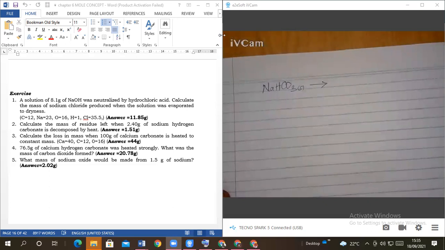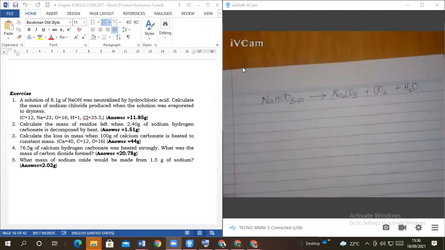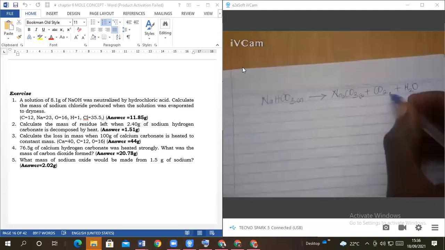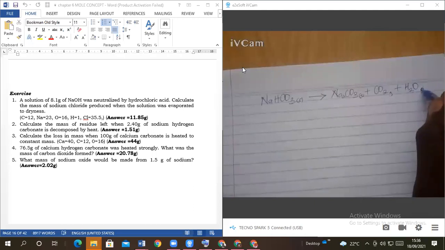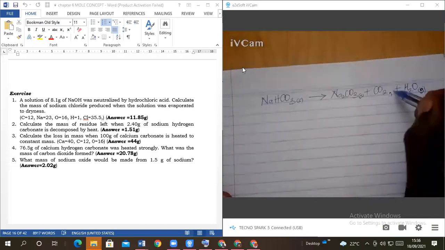We looked at it under salts, heating of carbonates. We form sodium carbonate, carbon dioxide and water. Now, if that equation is correct, let's try to balance it. This is a solid, this is a gas, and the water is in a gaseous state, because they will all evaporate, isn't it?